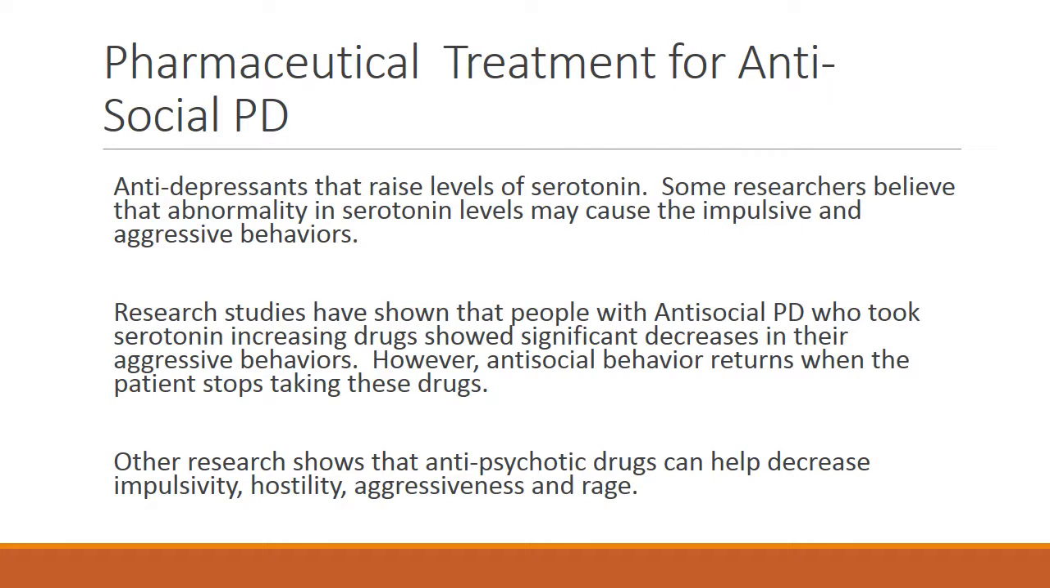Now, there are pharmaceutical treatments for antisocial personality disorder, such as antidepressants that raise the levels of serotonin. Some researchers believe that abnormality in serotonin levels may cause the impulsive and aggressive behaviors. So, what they do is they gave them medications that increased their serotonin levels, which then subsequently decreased their aggressive behaviors. However, the antisocial behavior returns because the patients stop taking these meds.